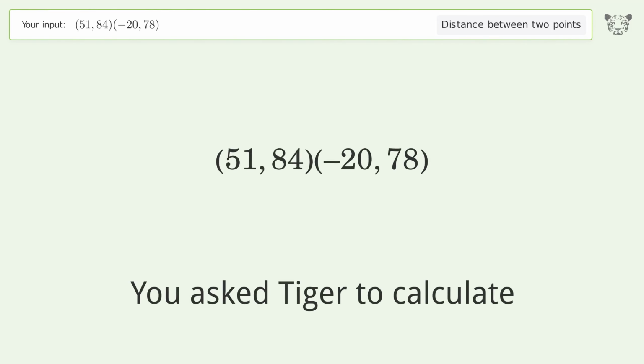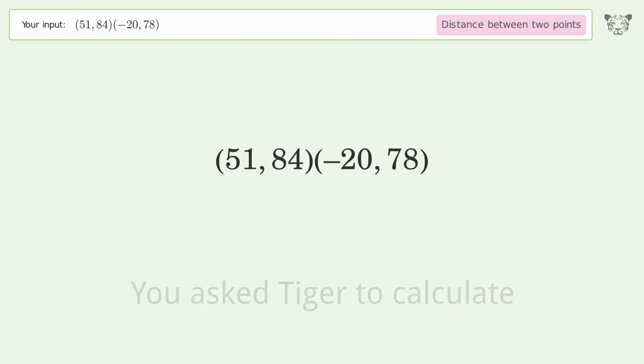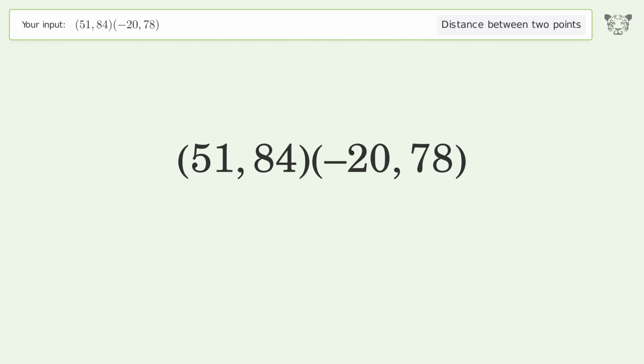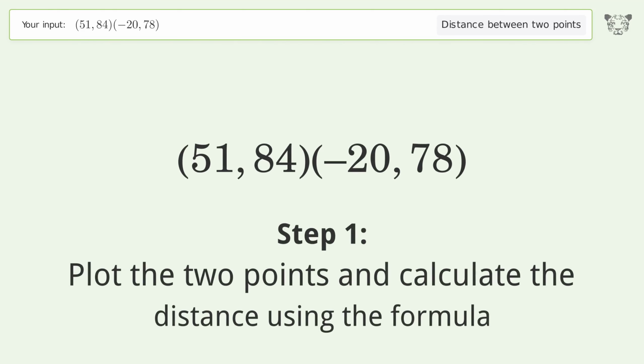You ask Tiger to calculate. This deals with the distance between 2 points. The distance between the 2 points is the square root of 5077 or 71.253. Let's solve it step by step. Plot the 2 points and calculate the distance using the formula.